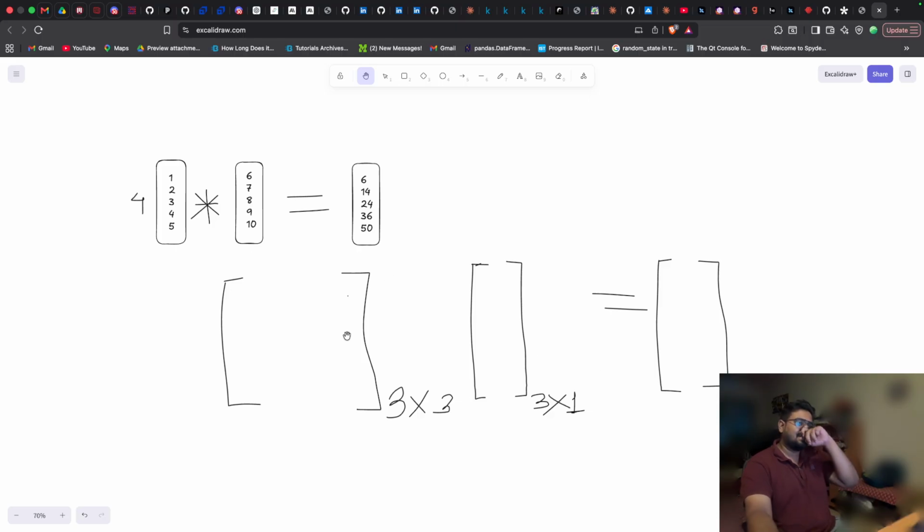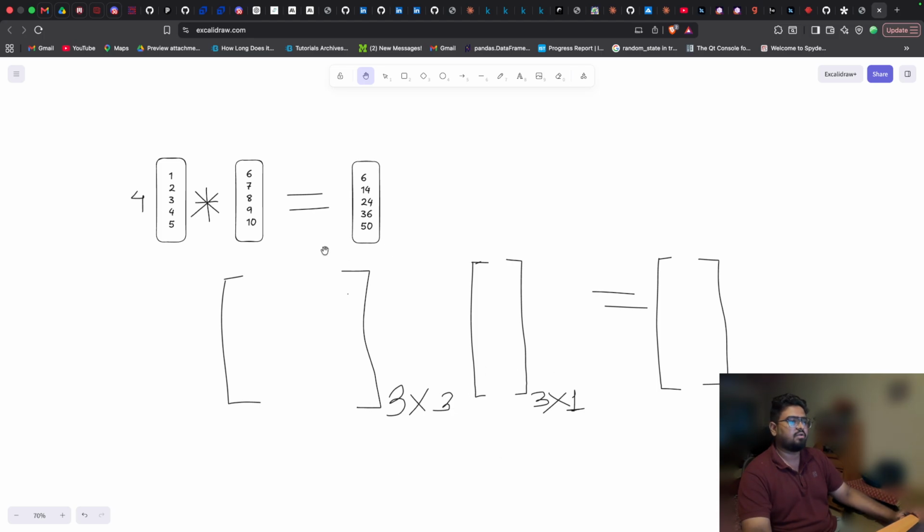And then why do we need this? A 3 cross 3 matrix and a 3 cross 1 vector, in linear algebra, is nothing but a linear combination of the columns of this matrix. It's a very different way of putting it down, but a very beautiful way. That's a linear algebra thing, and we would not discuss it in this video because it's out of scope.